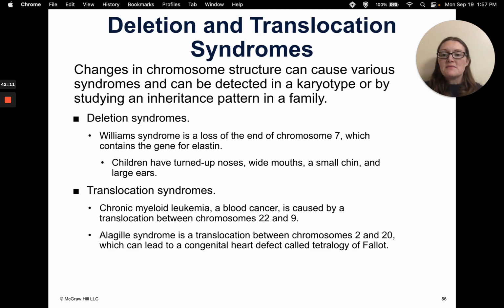So we can have some syndromes that are a result of deletions and translocations. Williams syndrome is the loss of part of chromosome 7, which contains the gene for elastin. Children have turned up noses, wide mouths, small chins, and large ears, and this is part of what gets deleted in this process. With translocation, there is myeloid leukemia, a blood cancer caused by translocation between chromosomes 22 and 9. Alagille syndrome is a translocation that happens as well.